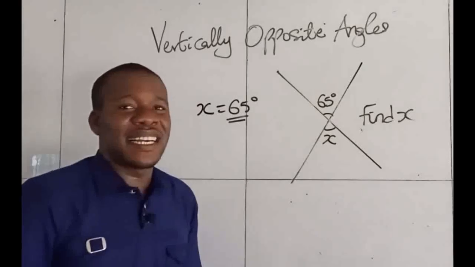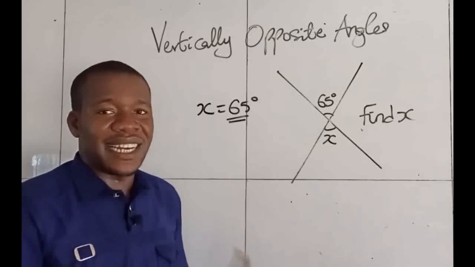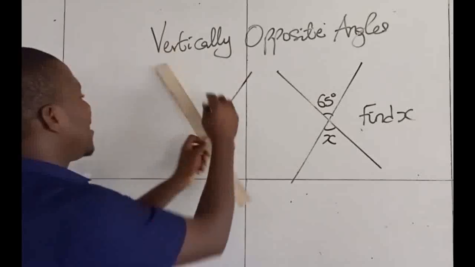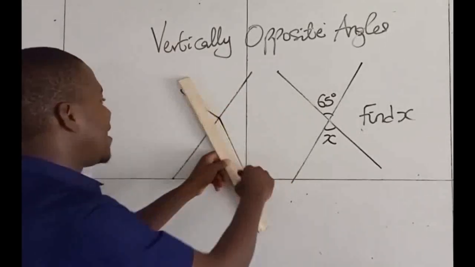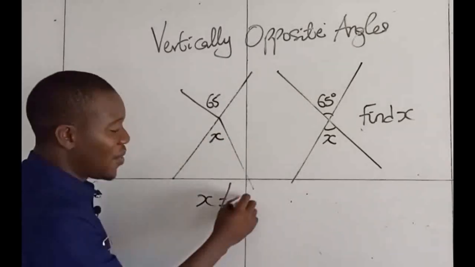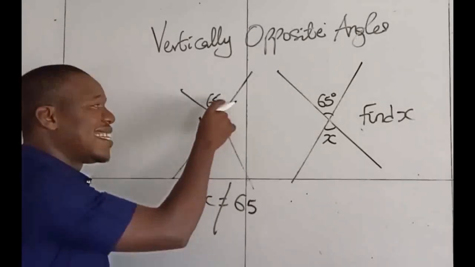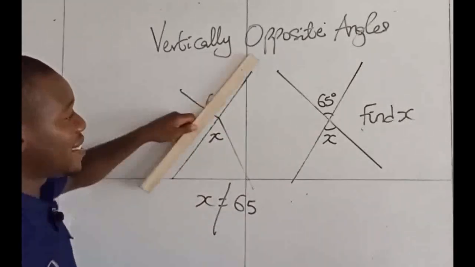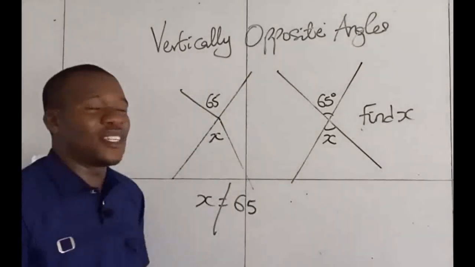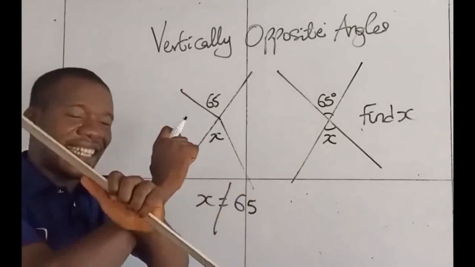But I want you to note very clearly that vertically opposite angles are formed whenever two straight lines intersect. It is different from having this and this. If here is 65, here x is not equal to 65 degrees. Take note. Why are they not equal? Because this and this are not vertically opposite. Why? This is a straight line and this is not a straight line. So vertically opposite angles are formed whenever two straight lines intersect.